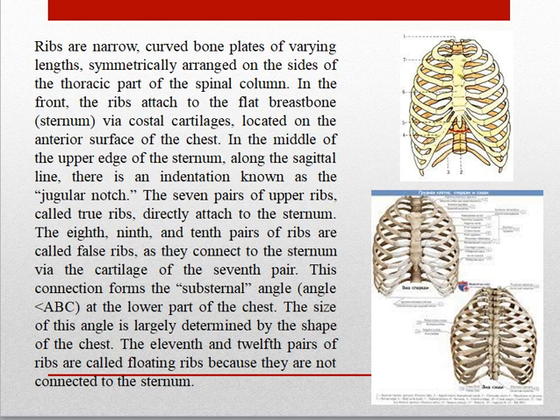The 8th, 9th, and 10th pairs of ribs are called false ribs, as they connect to the sternum via the cartilage of the 7th pair. This connection forms the substernal angle ABC, at the lower part of the chest. The size of this angle is largely determined by the shape of the chest. The 11th and 12th pairs of ribs are called floating ribs because they are not connected to the sternum.